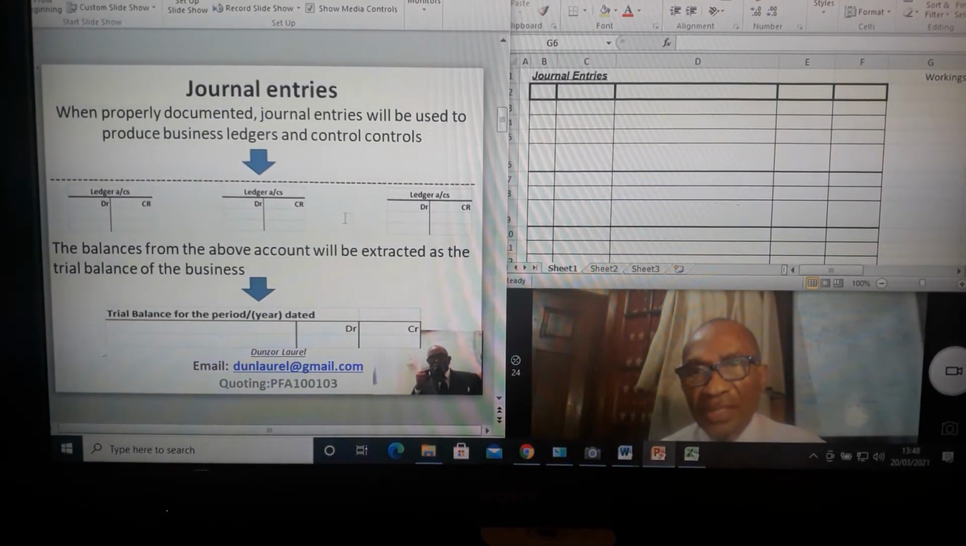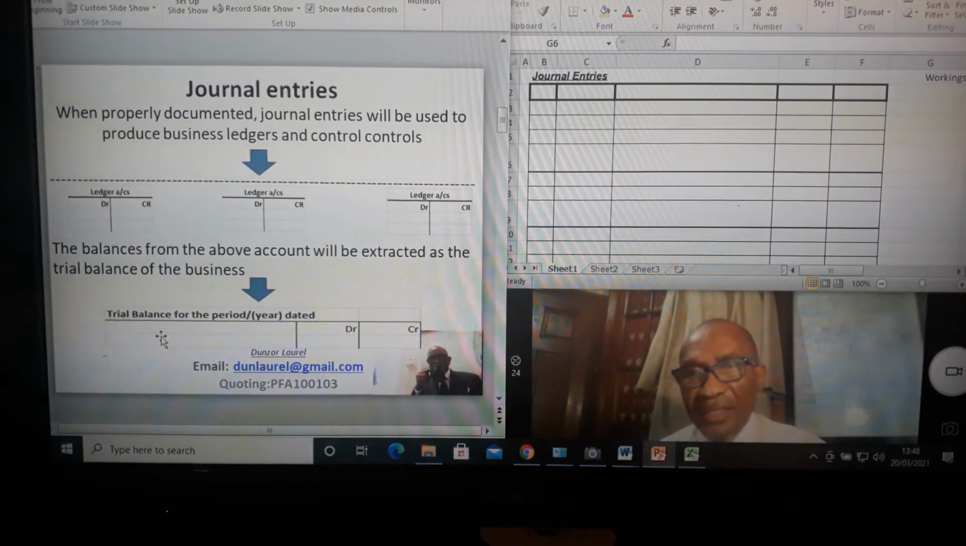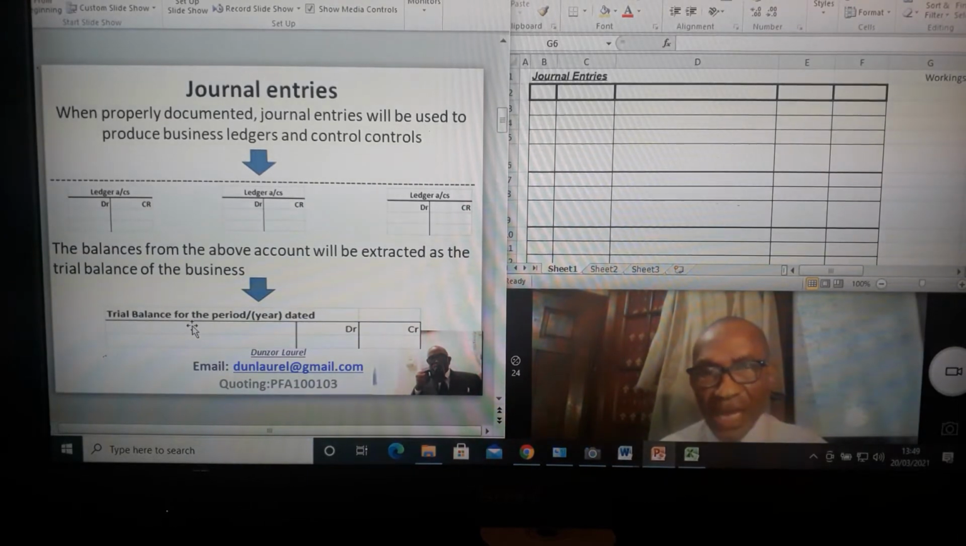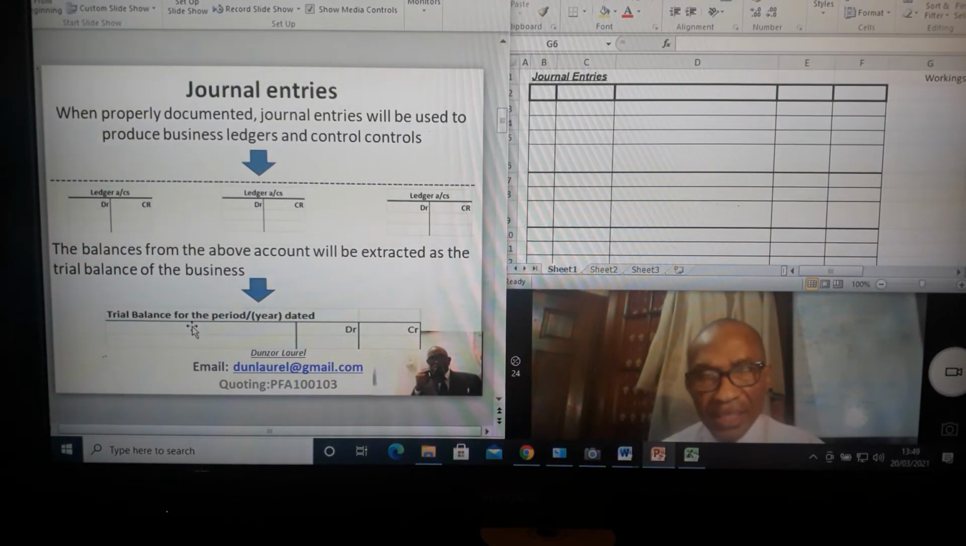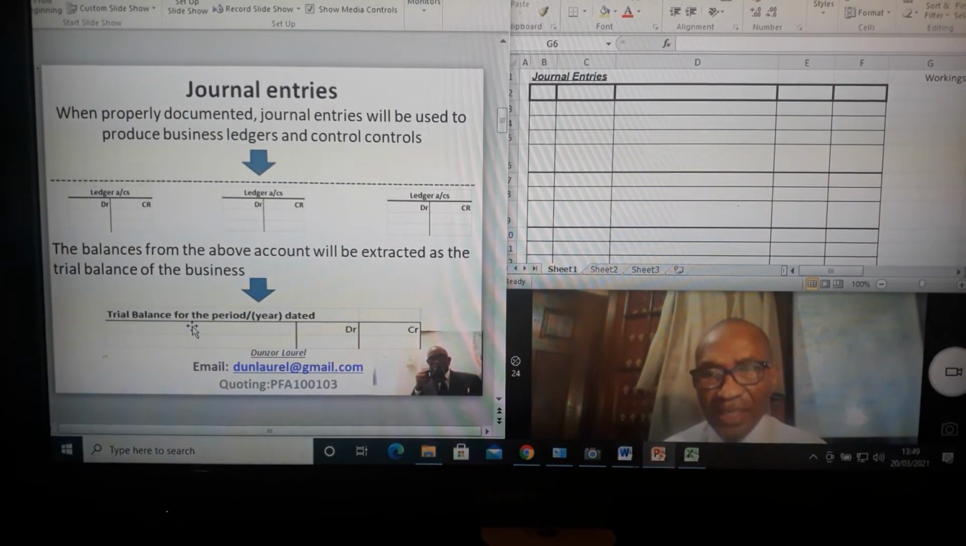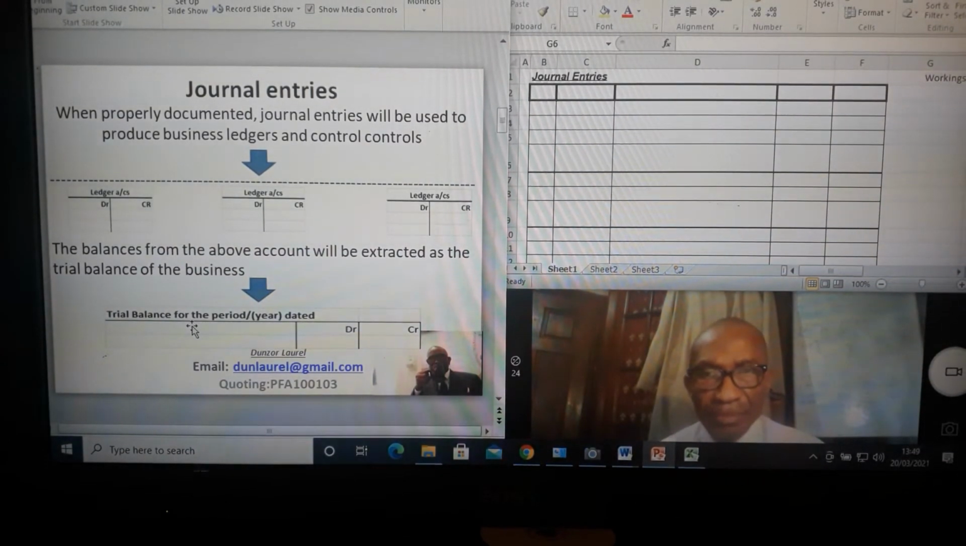Once these accounts are produced and compiled, a list can be derived from the balances of these accounts, and this list is termed the trial balance. It is from this trial balance that further statements like the income statement, which is the profit and loss account, the statement of financial position, which is the balance sheet, and the cash flow statement will now be produced.